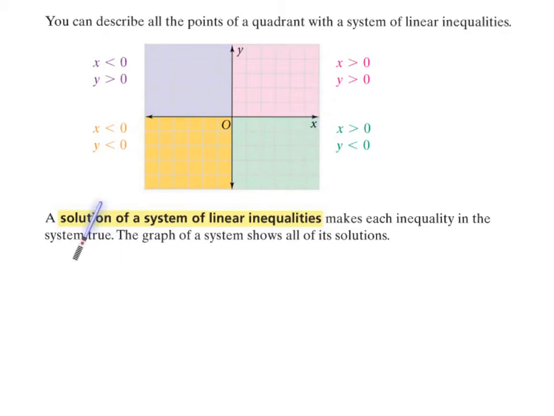A solution of a system of linear inequalities makes each inequality in the system true. So the graph is the answer. You can't give me all the answers. The graph of a system shows all of its solutions, so your answer, most of the time, is just going to be a graph.